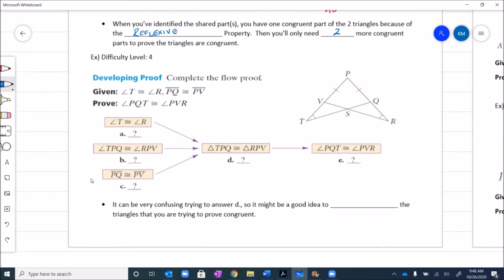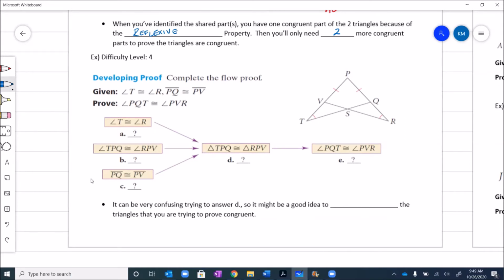This is called a flow proof. Basically a fill-in-the-blank proof. You could do this if you wanted to, but I don't think we'll be writing proofs enough that you'll want to choose to do this. Two-column proof is typically the better way for us at our level.